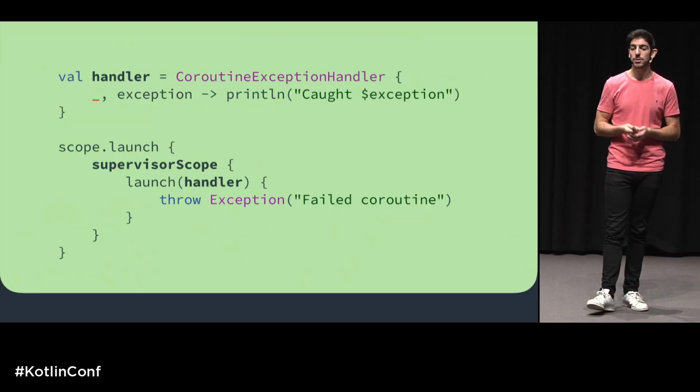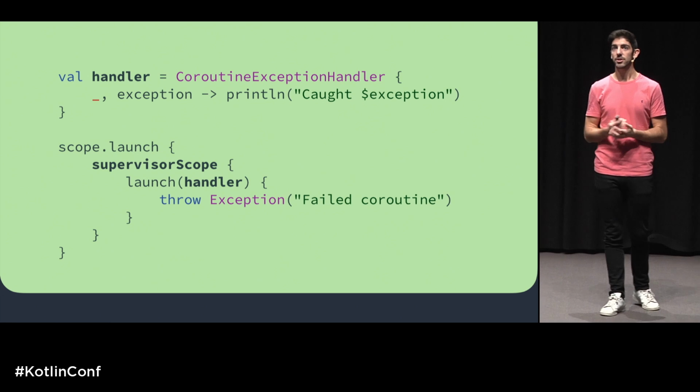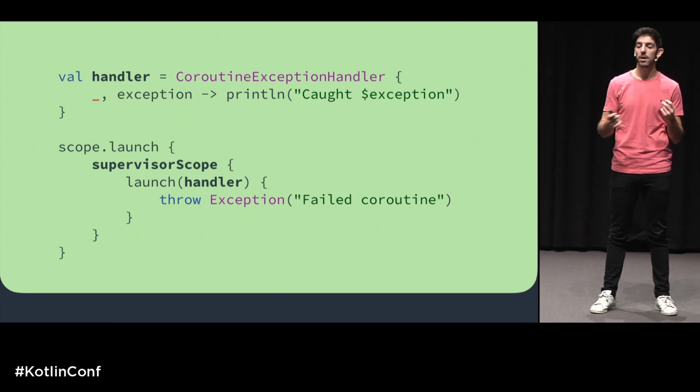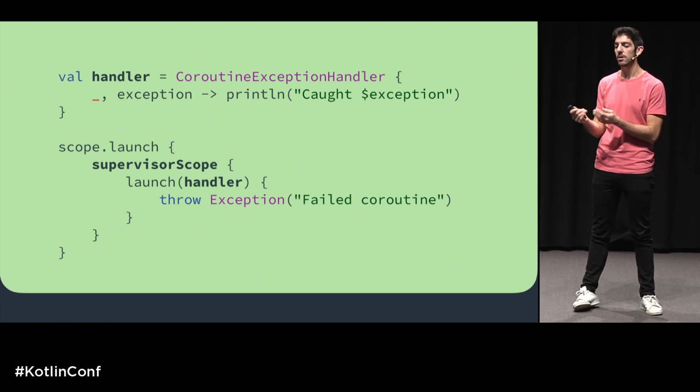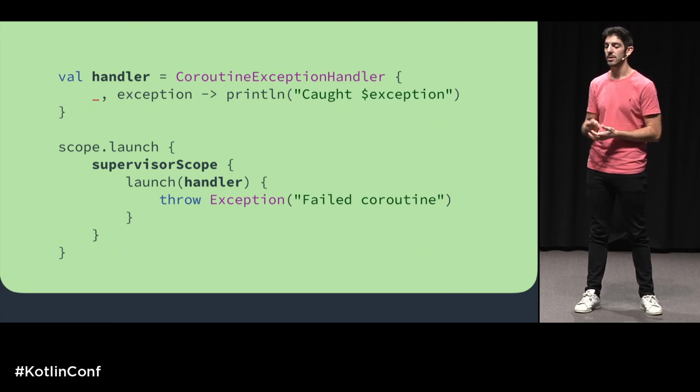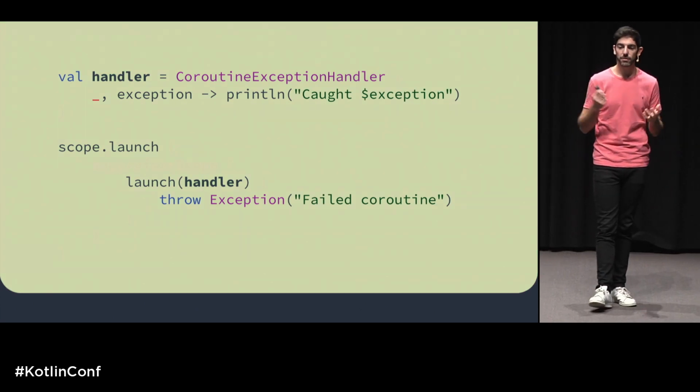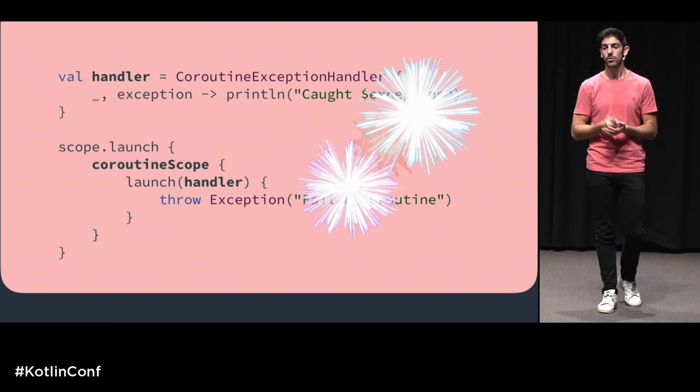Another example here, you said you can use it as a direct child of supervisorScope. And here you install the handler in there. It is going to be OK. You are going to catch that exception. However, if you use the coroutineScope, you know what's going to happen.